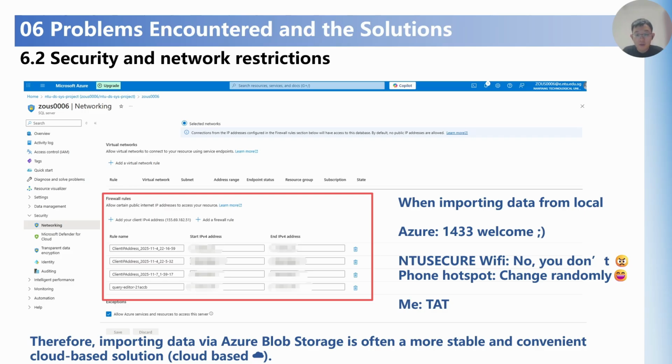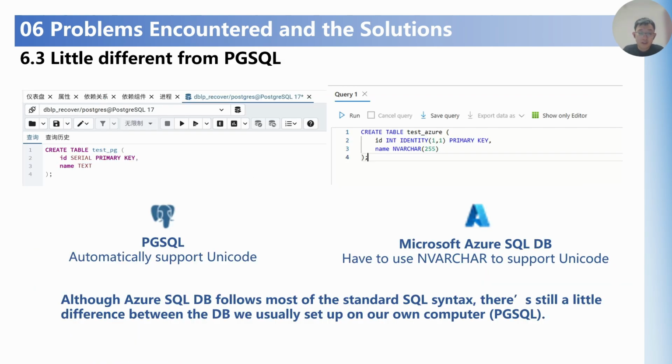When we import data from local, Azure said that port 1433 is welcome, but NTU Secure Wi-Fi just banned it. And when you use the phone hotspot, it will change your IP randomly. Therefore, importing data via Azure Blob Storage is often a more stable and convenient solution when you use the cloud service. And the third, of course, there's still a little difference from PGSQL and even MySQL.